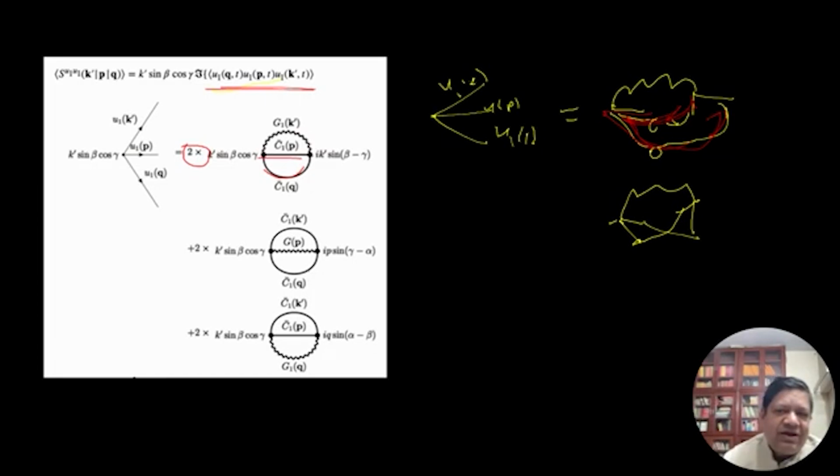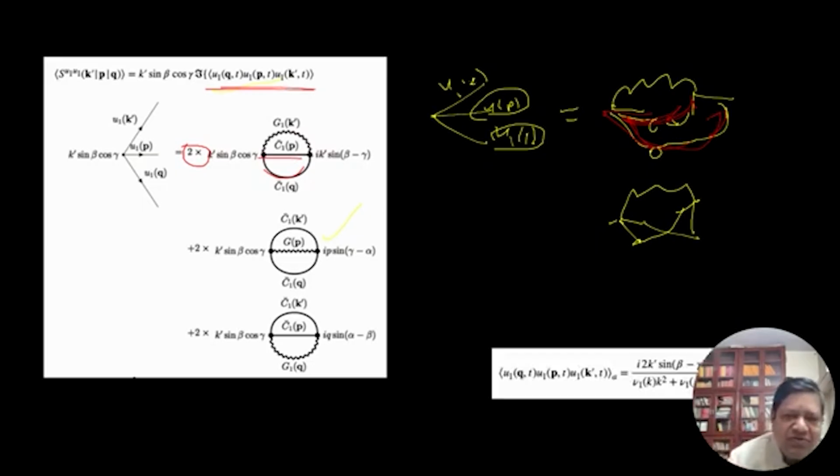Similarly, I can expand this using Green's function, and I get this diagram. I can expand this one with Green's function, I get this diagram. So I get three diagrams, each coming from the expansion of one leg: U1K prime, U1P, U1Q. So when I combine all of them, it is behind this stuff. So it is K prime sine beta minus gamma. So it is the first one, okay?